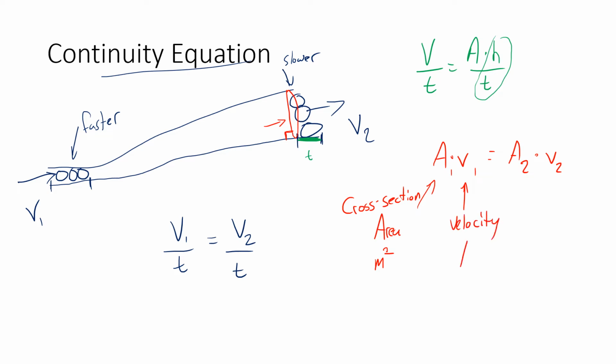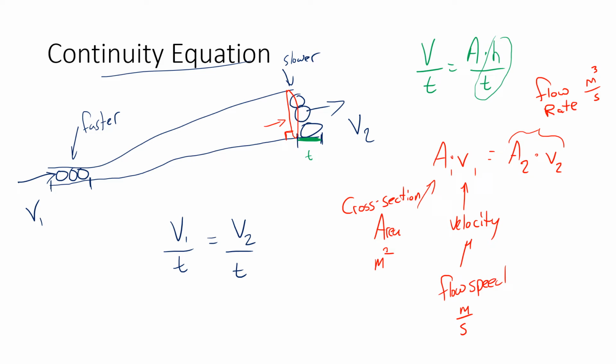Okay? Now this velocity is called flow speed. Whereas this whole thing here is called flow rate. All right? Which is the same thing as the volume over time. So your flow rate is how many meters cubed per second you're getting, whereas your flow speed is just the speed of the water. So meters per second.